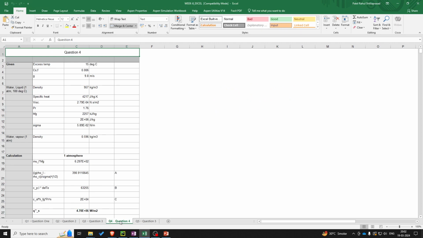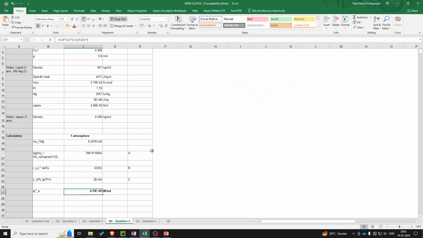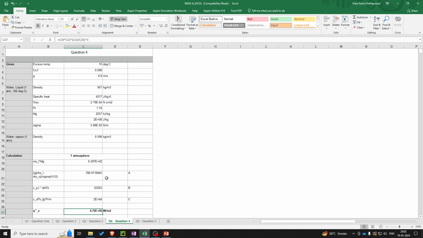So I have this Excel sheet over here, whereby if I just replace all those values, it comes around 4.7 into 10 raised to 6 watt per meter square. That will be eventually 4.7 megawatt per meter square.